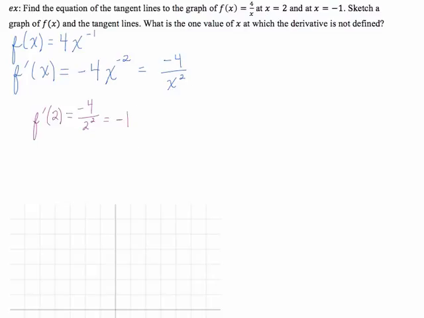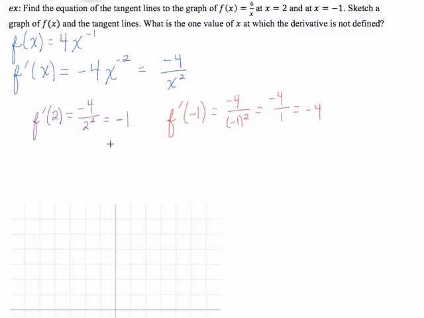And let's go ahead and compute the other derivative as well. F prime of negative 1 would be negative 4 over, parentheses here, negative 1 all squared. Negative 1 times itself is positive 1, so we get negative 4. Okay, now let's find the equations of the tangent lines and sketch the graph.